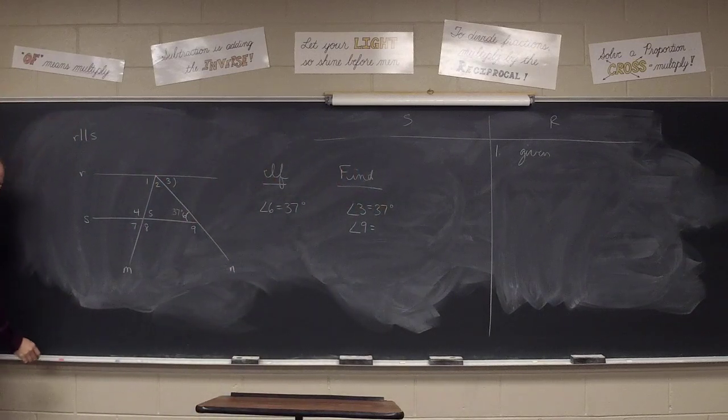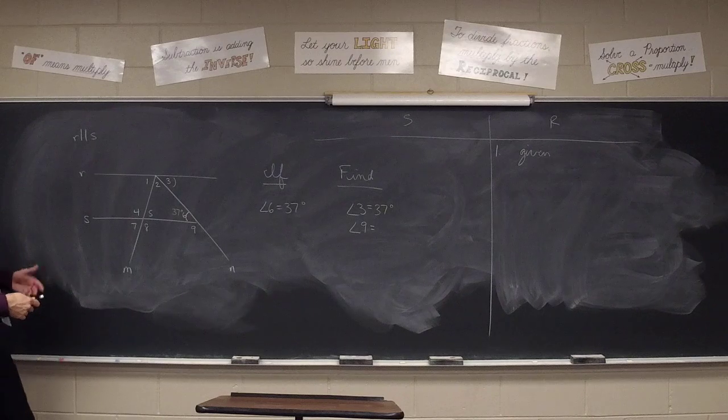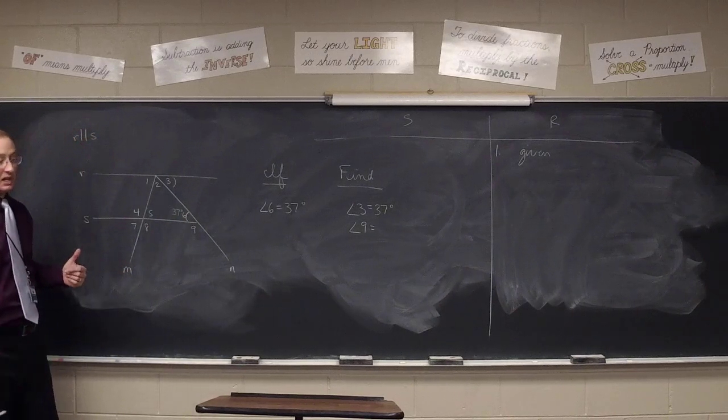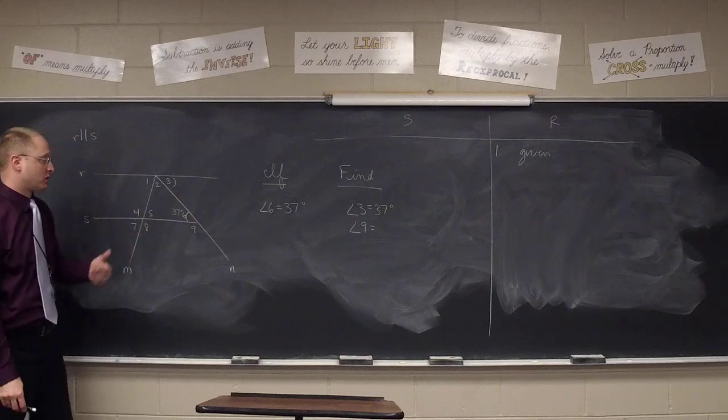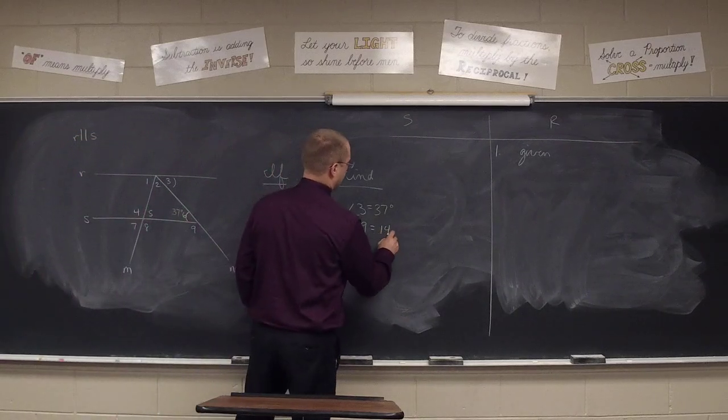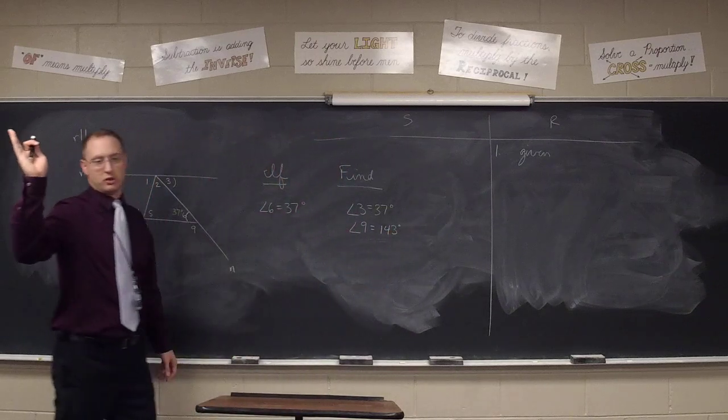How would I find angle 9, Brandon? Subtract 180 from 37. Other way around. 37 from 180. There we go. Take 37 from 180, because we know that together 6 and 9 make a straight angle, because the sum of all the angles at a point on one side of a straight line equals a straight angle. How big is angle 9? 143 degrees. How many have both of those correct?